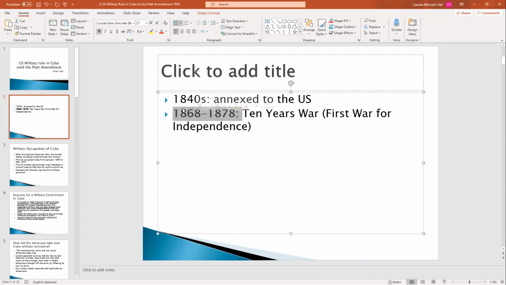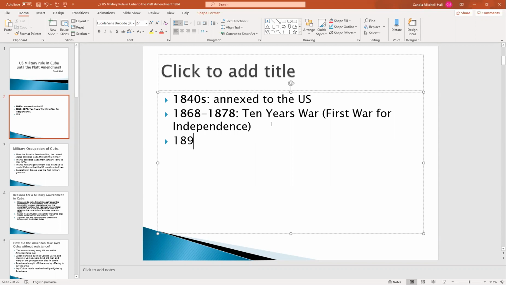So we know for sure that in the 1840s they wanted to be annexed, right? And then 1868 to 1878, the first 10 years war, they didn't win. And after that, in which year did the second war start? And what is the name of that war? The second war started in 1898 and it's called the Spanish-American War.